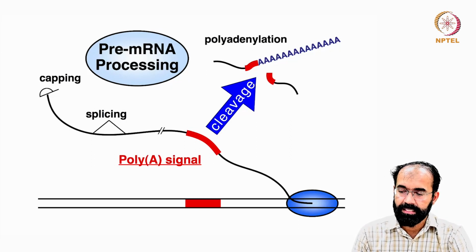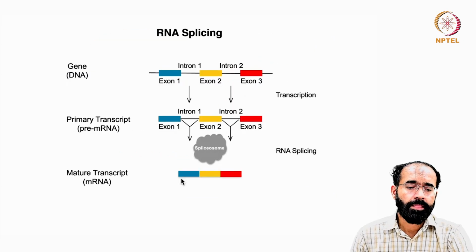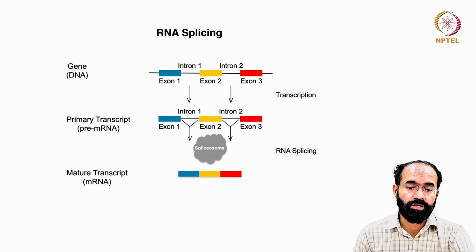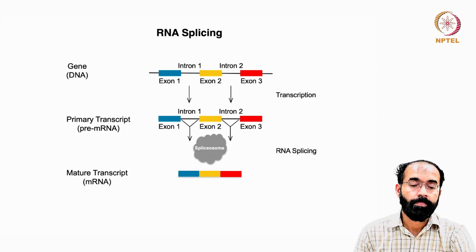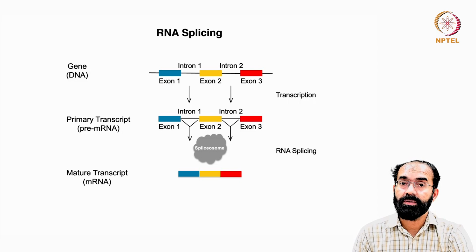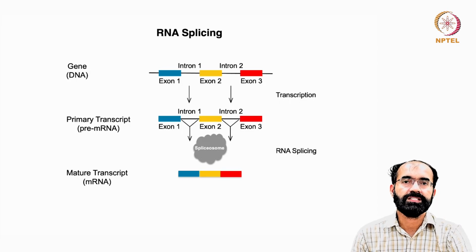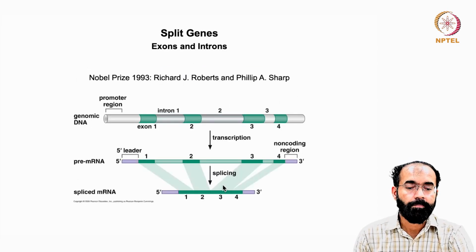This happens from the DNA. Now when it comes to RNA splicing, we know it comes from the DNA, and it has exon 1, exon 2, exon 3, and also two introns, and the spliceosomal machinery works on the primary transcript, or the pre-mRNA, and produces the mature transcript. We know this is the fundamental principle, and we also know that it fetched the Nobel Prize for the discovery of introns by Richard Roberts and Philip Sharp, and that's why we call them split genes.